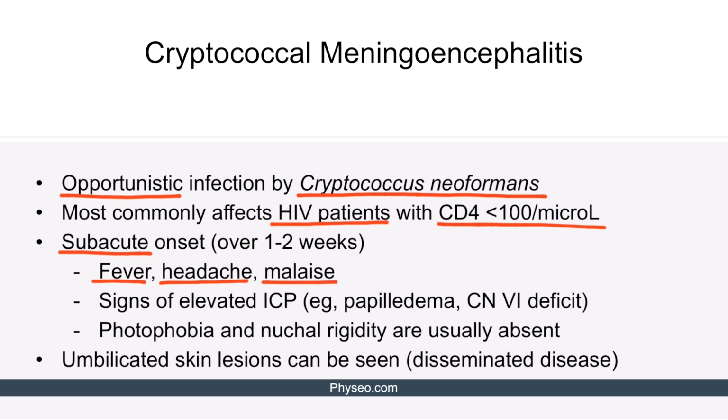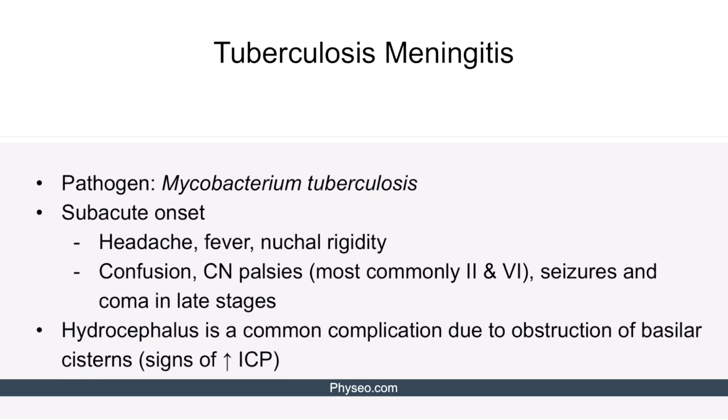Now there may be evidence of elevated intracranial pressure, such as papilledema seen on fundoscopy, and there may even be a cranial nerve 6 deficit. And you may recall from anatomy and physiology that if a patient has an abducens nerve deficit, then they're going to have a lateral gaze palsy, and they're going to complain of double vision, or diplopia, because they don't have a conjugate gaze. Now what's interesting in these patients is that you're not really going to see photophobia and nuchal rigidity. That's usually absent. And if you're looking at the skin, you may be able to identify umbilicated skin lesions, and that would represent disseminated disease.